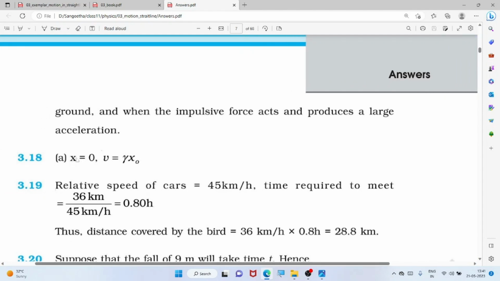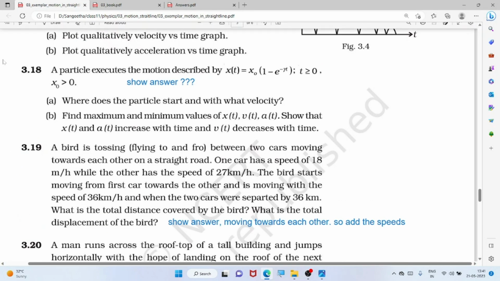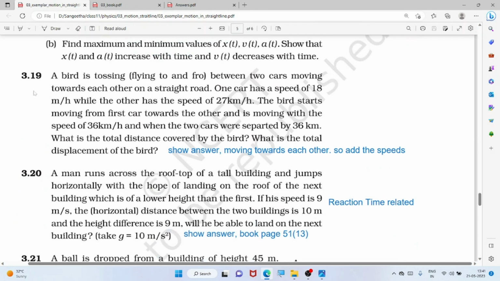Okay, this is what they have given. You can go through the details. A bird is flying between two cars moving towards each other. The cars are moving towards each other, and that is important. One car has one speed, the other car has another speed.